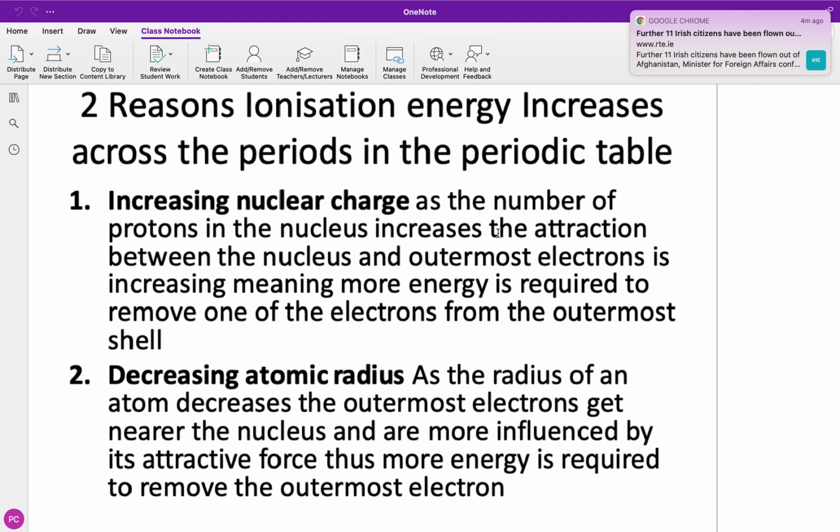The opposite of that then, why ionization energy increases across the periods, well, you have more charge. So the number of protons in the nucleus increases the attraction between the nucleus and the outermost electron.